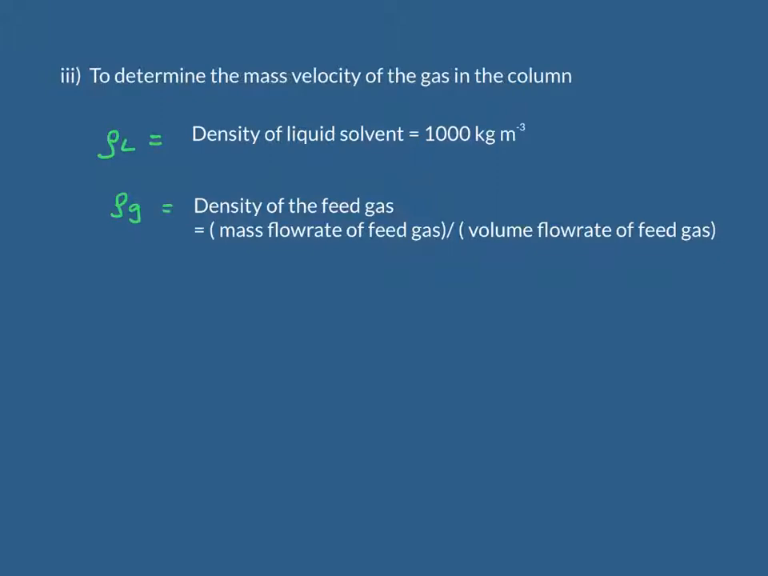and it is given by the mass flow rate of the feed gas over the volume flow rate of the feed gas. Can you do the substitution to get the answer for the density of the gas? From the substitution, we get the density of the gas equal to 1.296 kilogram per meter cube. Do you get the answer?